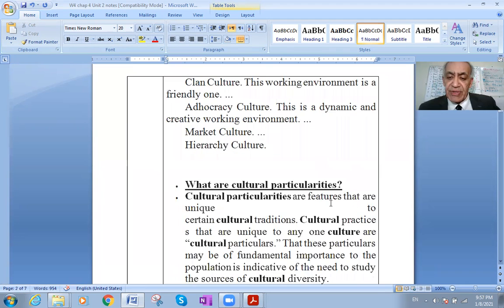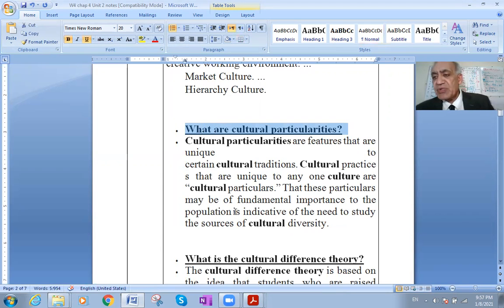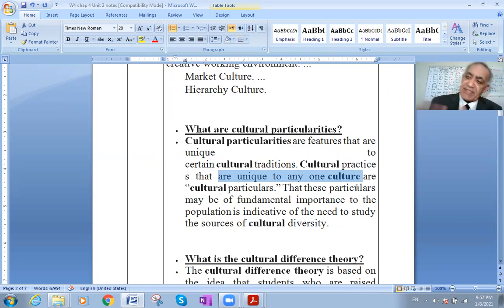Next, we'll leave now the theories and we will go to the culture particulars. It is very important that we have a culture. There must be some very important points. Cultural particulars are features that are unique, certain cultural traditions and cultural practices that are unique to any one culture. So those practices in one culture make it different from practices in another culture.